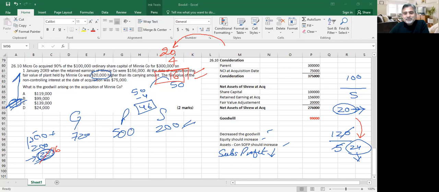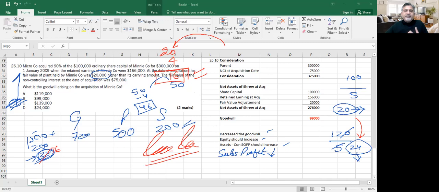Yes, sir. This will come as an adjustment entry in the group books, right? Yeah, in the group. In the individual financial statements we will not touch. Individual financial statements have been audited, signed, finished. These are group adjustments.